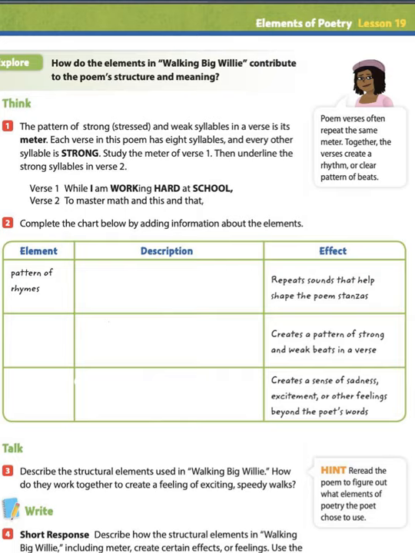Now we're going to explore how the elements in Walking Big Willie contribute to the poem's structure and meaning. So we're going to look at the way the poem looks and the way the poem sounds to determine some meaning.